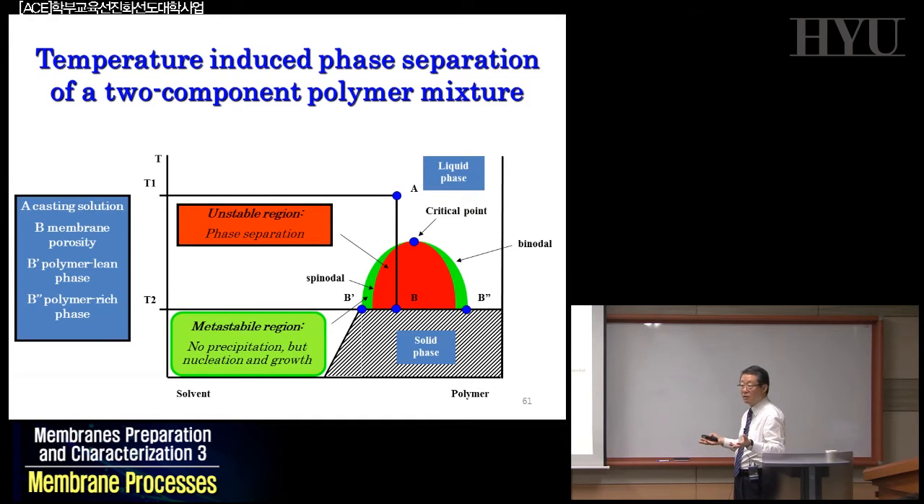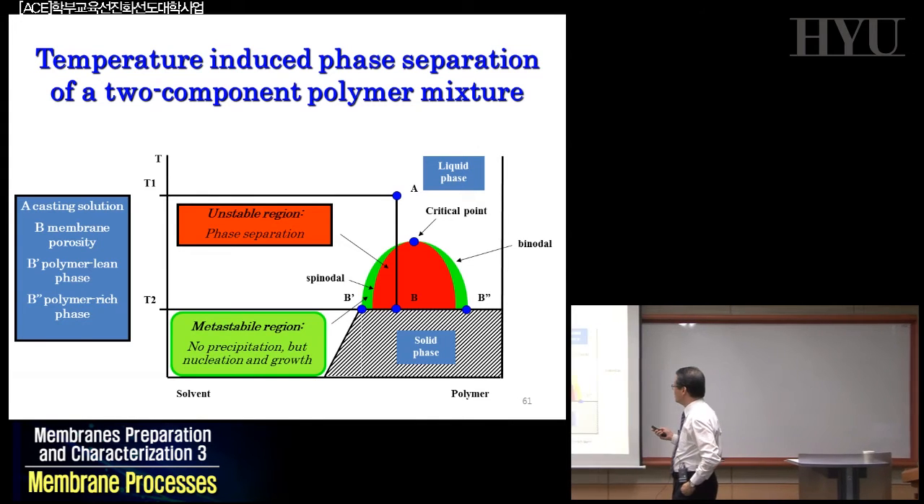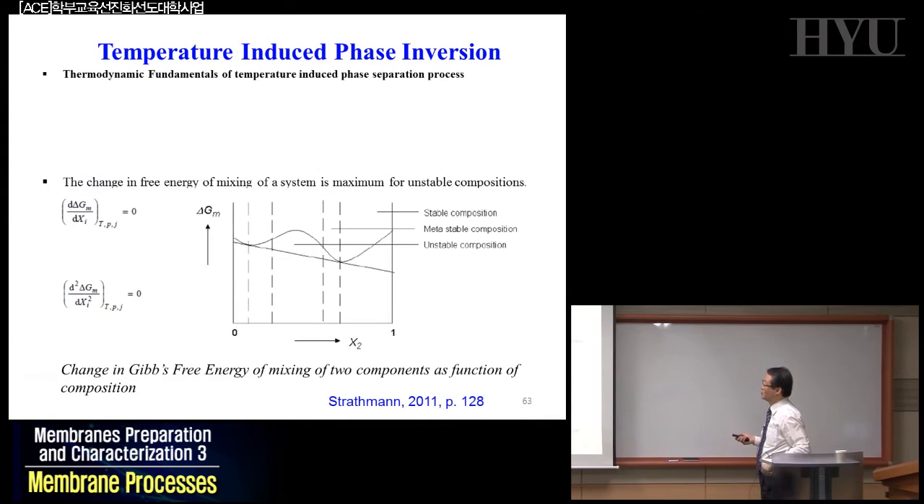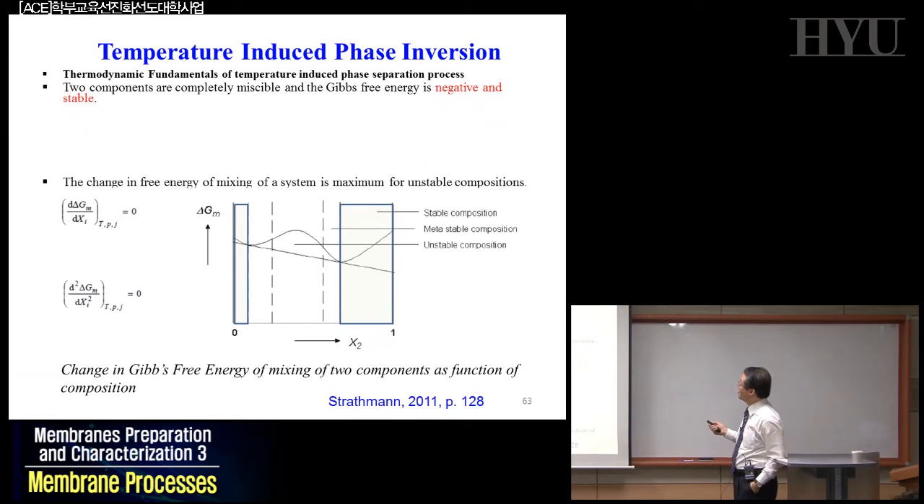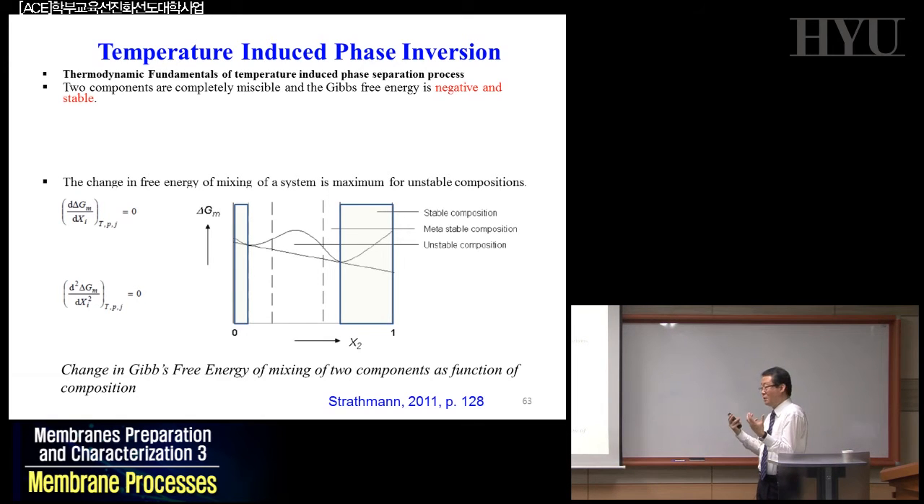Metastable means stable, not unstable, but it's not the same as these stable regions. Okay, so we can describe what the metastable regions are in terms of membrane formation. First of all, we can take a look at the stable region. In this case, delta GM is negative because it's a stable region, and the two components are completely miscible. Binary mixtures are completely miscible at two extremes.